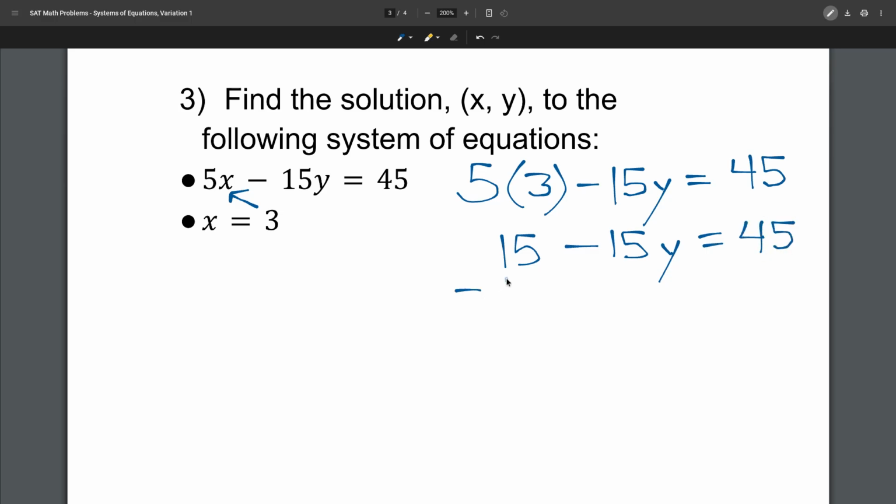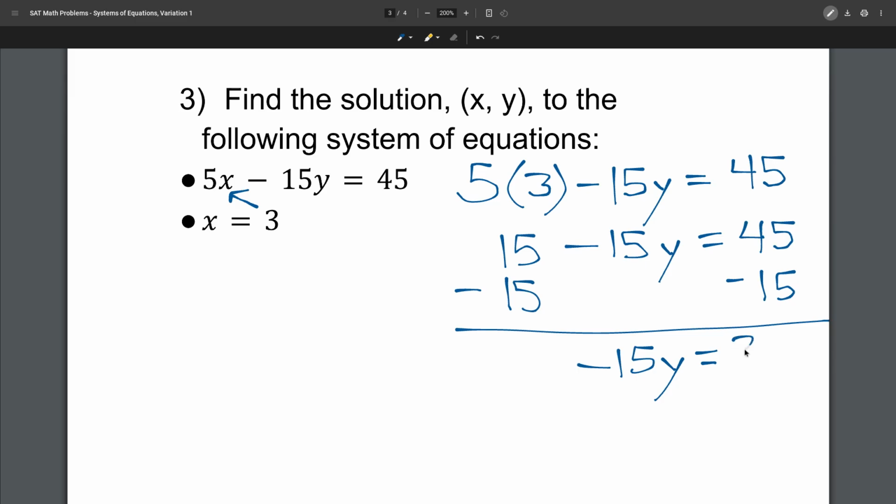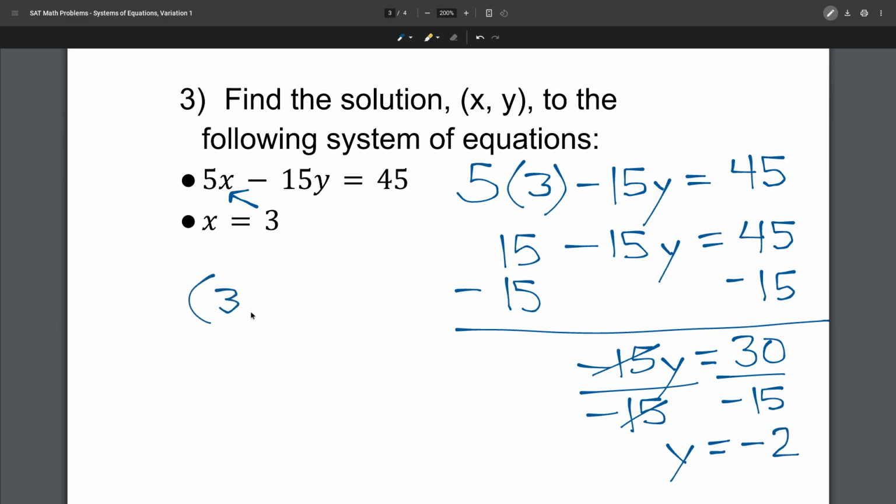Let's subtract 15 from both sides. We get minus 15y equals 30. We're then going to divide by negative 15 on both sides. Those will cancel on the left, and we'll get y equals 30 divided by negative 15. So y equals negative 2. So our solution here is going to be 3, negative 2.